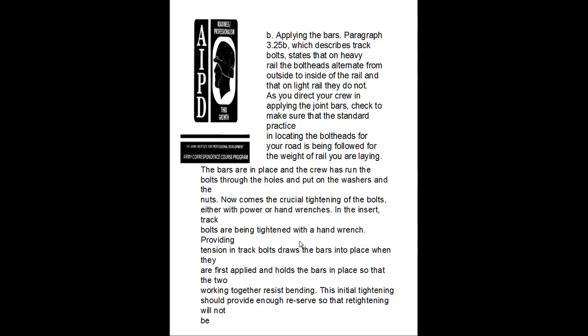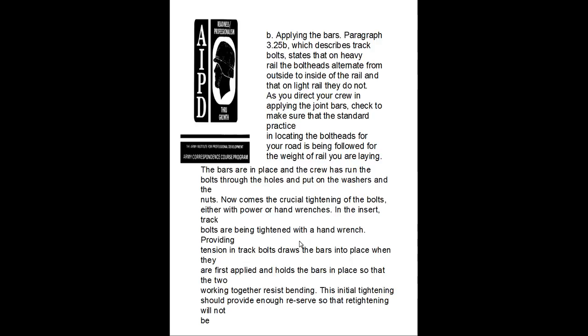Applying the bars, paragraph 325 describes the track bolts, and on heavy rail the bolt heads are alternated outside and inside the rail, as they are on light rail. The foreman directs the crew in applying the joint parts, making sure that the standard practice in locating the bolt heads for the road is followed for the weight of the rail that you are laying.